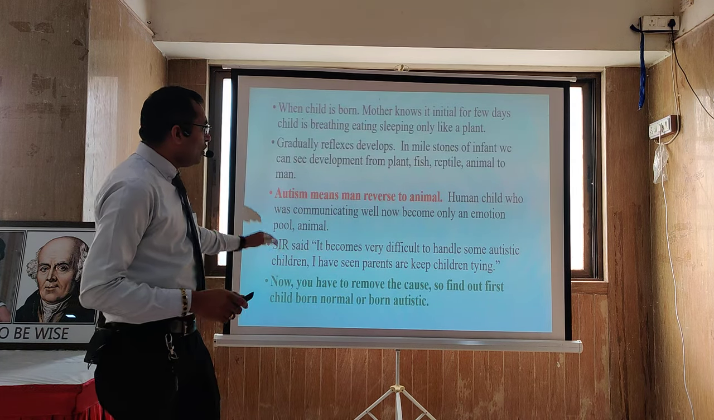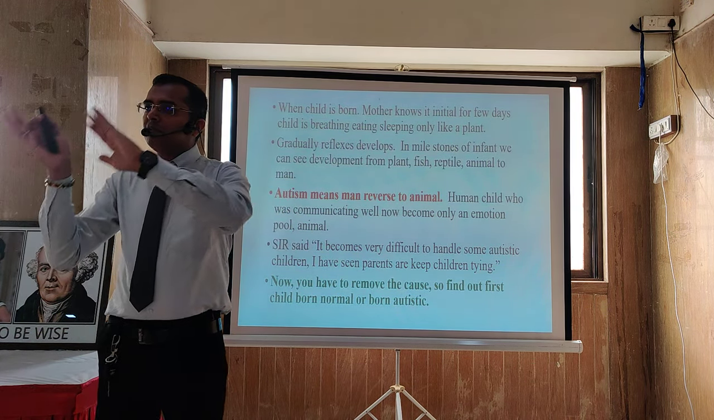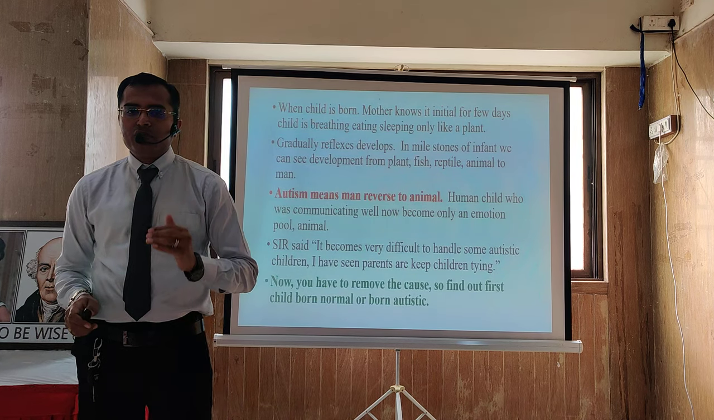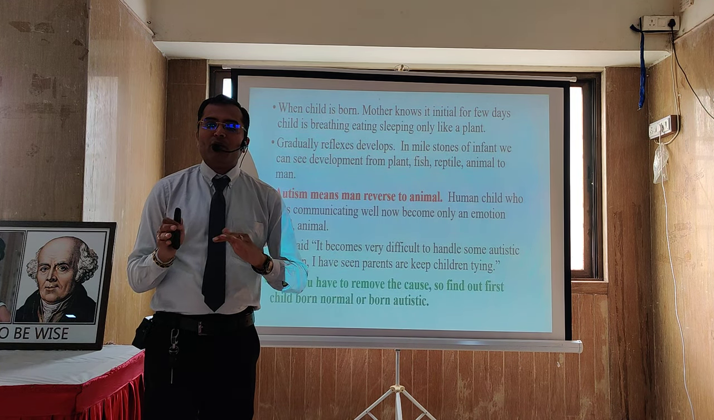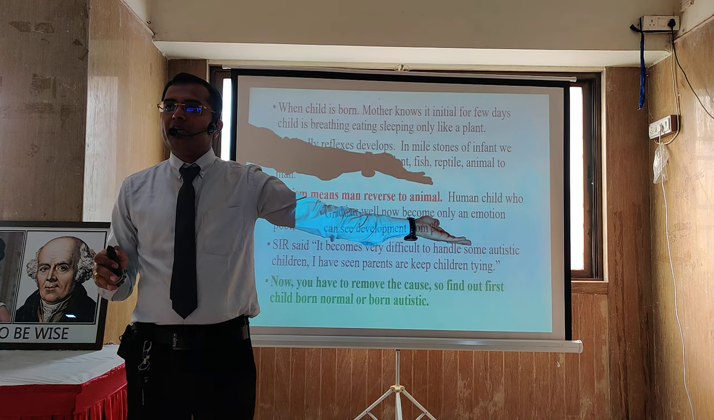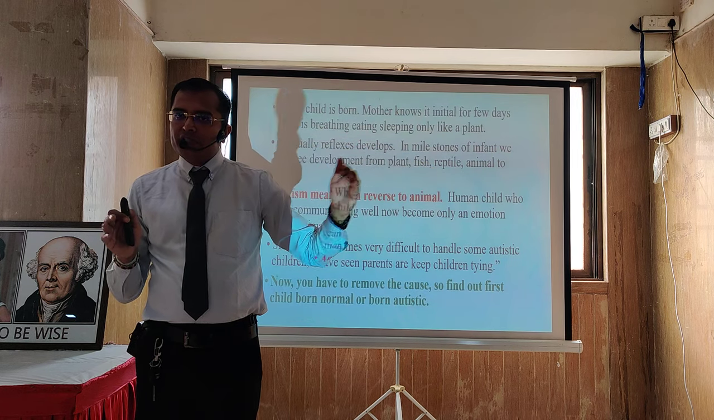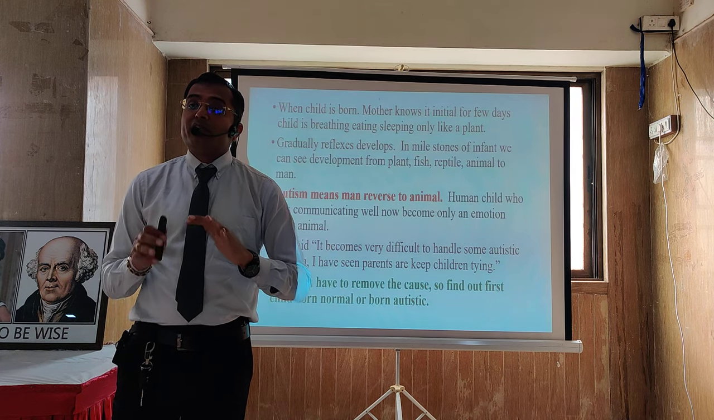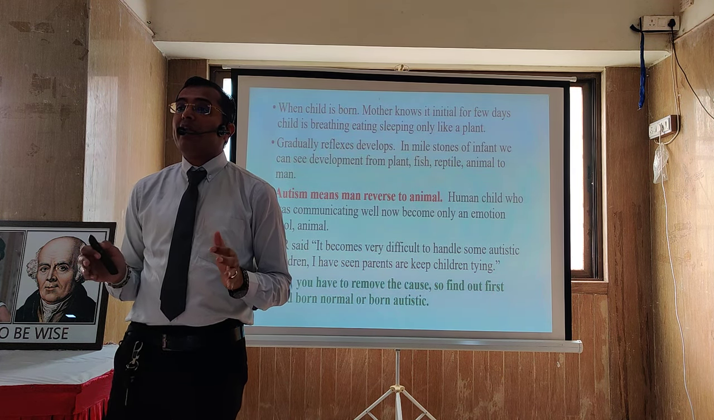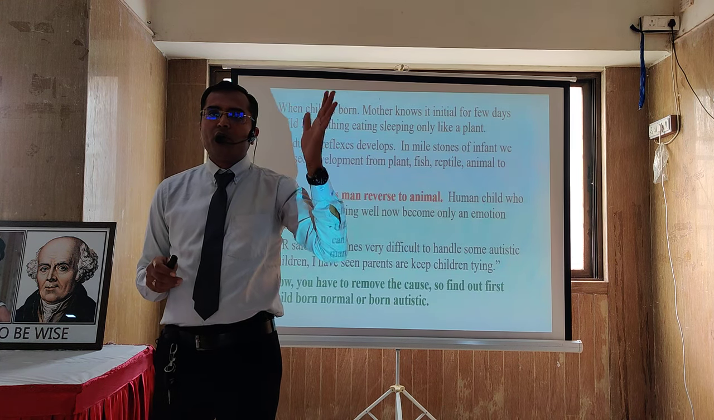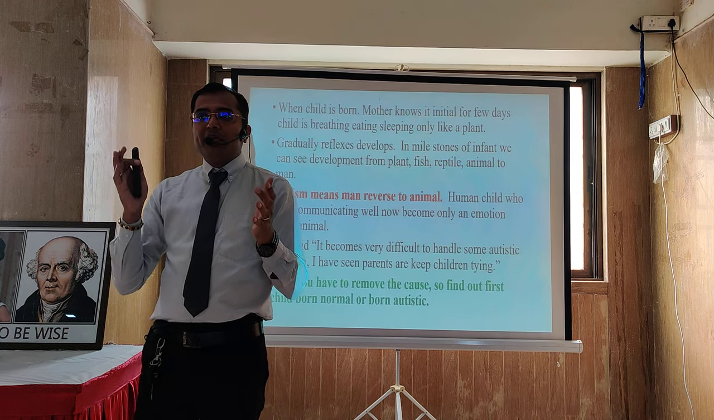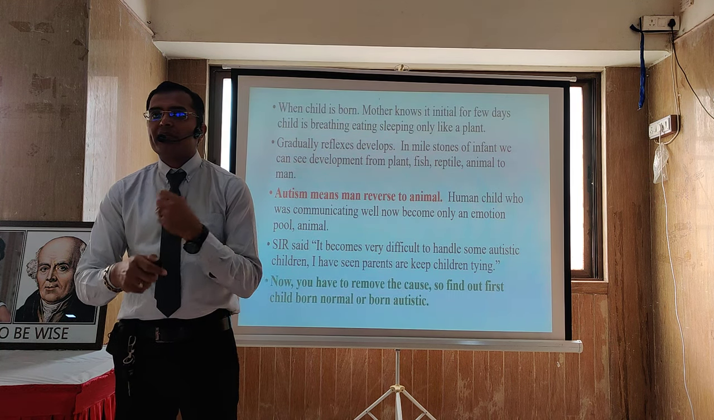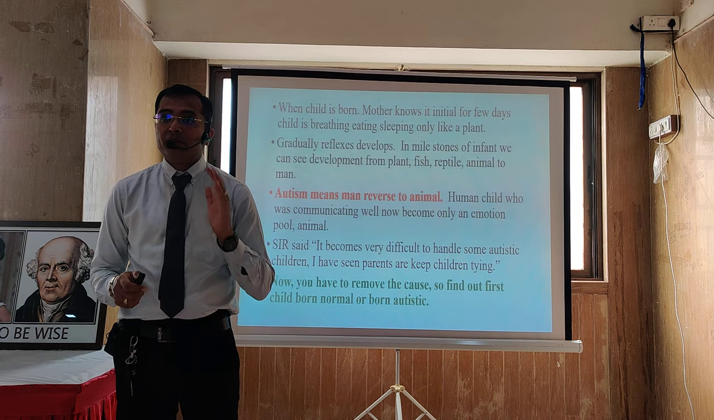So what happens in autism? Autism means the human reverses to animal. Human reverses to animal. This is very important. So the human child who was communicating well now becomes only an emotional pool and becomes an animal. So this is autism. Sir said that it becomes very difficult to handle some autistic children. I have seen parents keep children tied. Sometimes they have such emotional outbursts because of their animal character that they become violent. Due to that violence, the parents bind them. And this is the worst condition of autism.